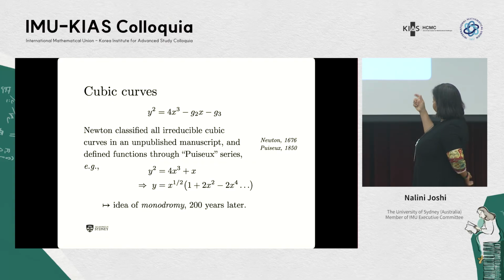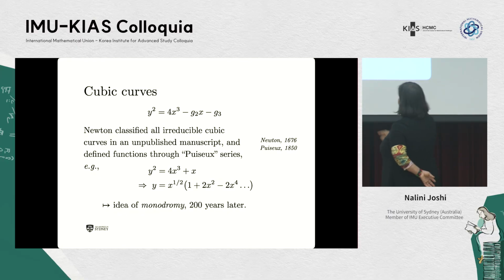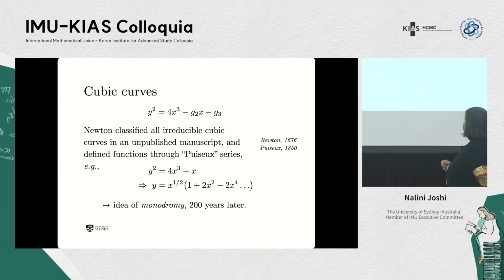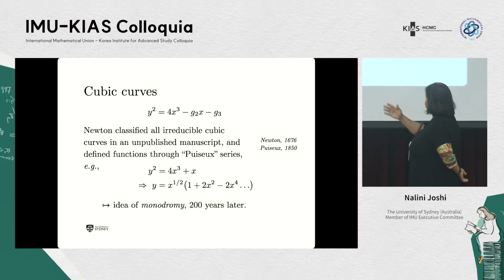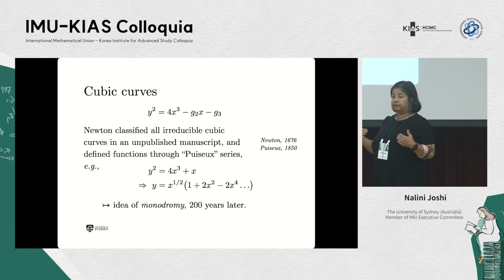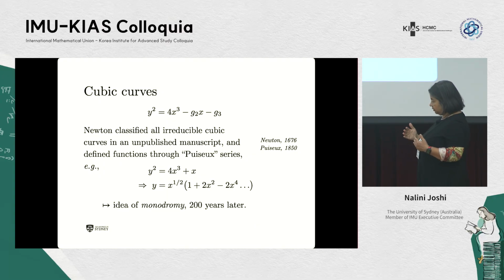And he defined things through what we now call Puiseux series. Puiseux came along much later, so that we can look at, for example, the solution of that simple example of the cubic, which is here, around, say, x equals 0, and get a power series expansion which converges in a covering space.